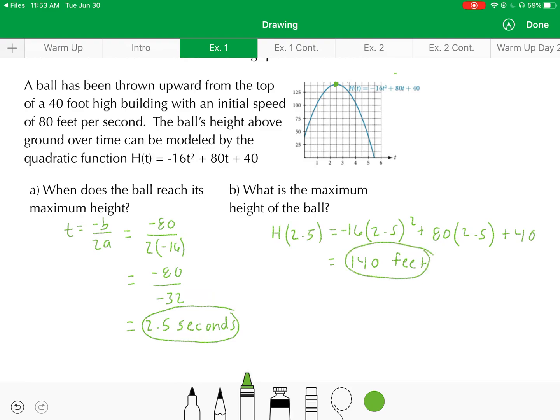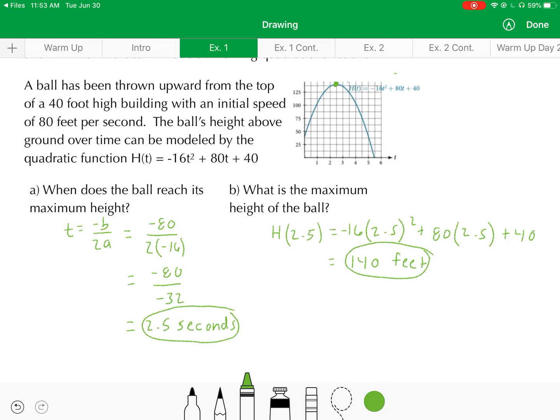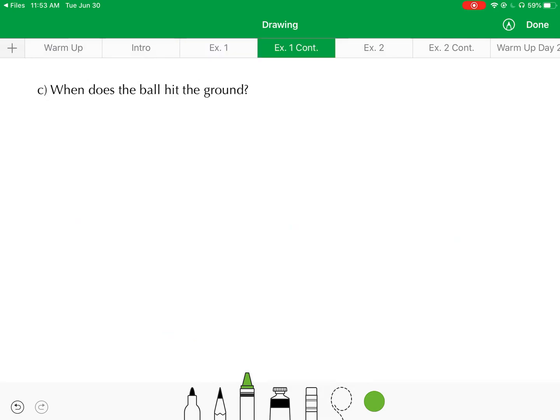All right, one more question to go along with this example. We also want to know, when does the ball hit the ground? Now reason out, if your ball is hitting the ground, we're talking about this point right here. And that means we'd reason that the height of the ball is 0. When it hits the ground, the height of the ball equals 0. So that means we need to take our function and set it equal to 0 and then solve for t.